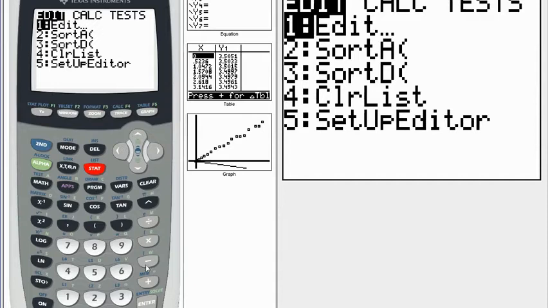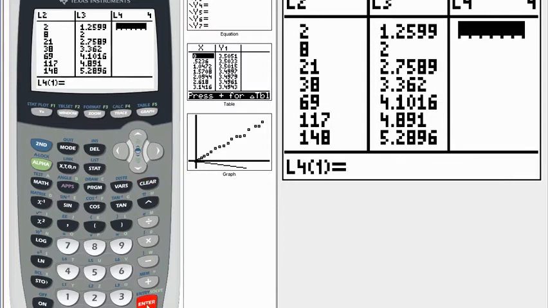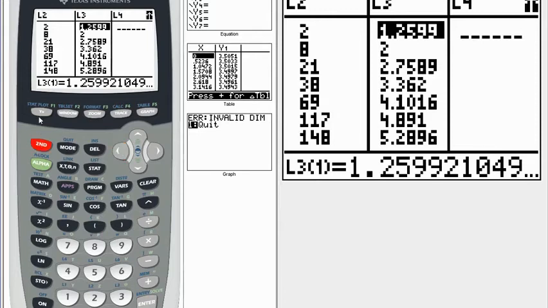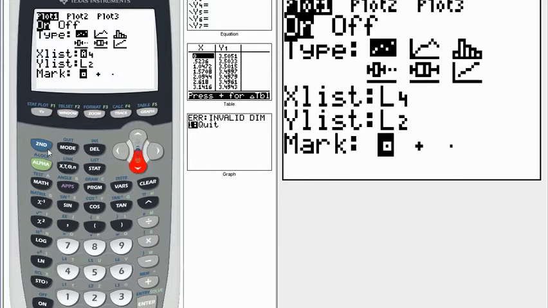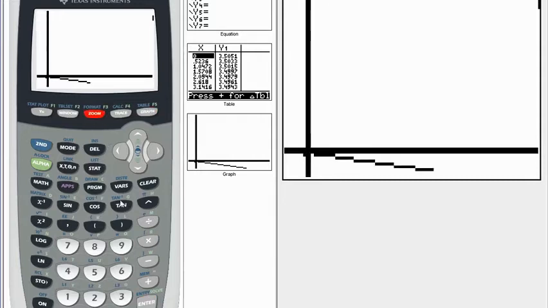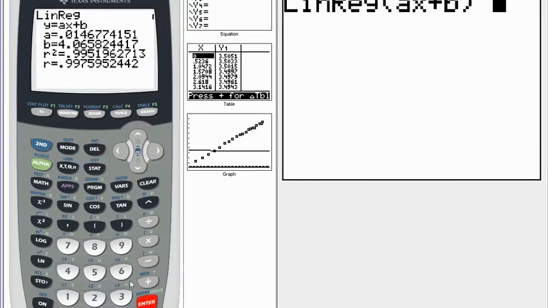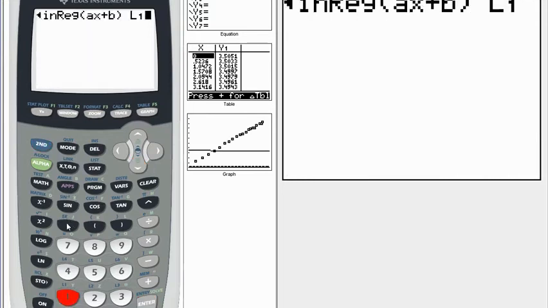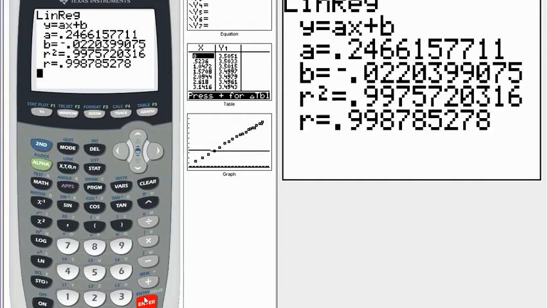Going back to my data that I think is the best model, I'm going to go back to putting L1 in my X, and my L3 is going to be my transformed observed values. But in order to get my residuals, I'm going to need the equation. So let me just run this again to get my equation. L1 versus L3. Okay, running this linear regression, remember I'm going back to the observed x values in L1, and the transformed cubic root y values in L3.